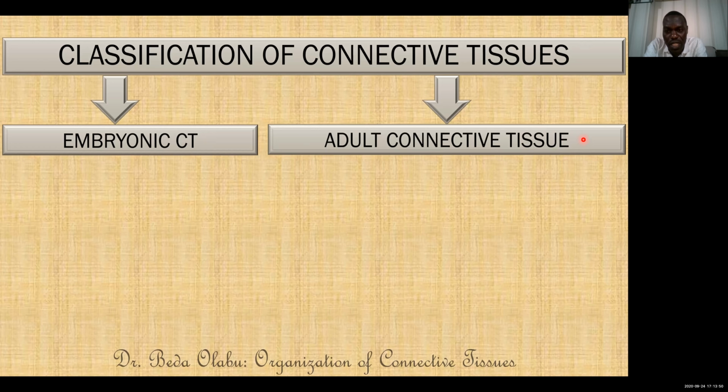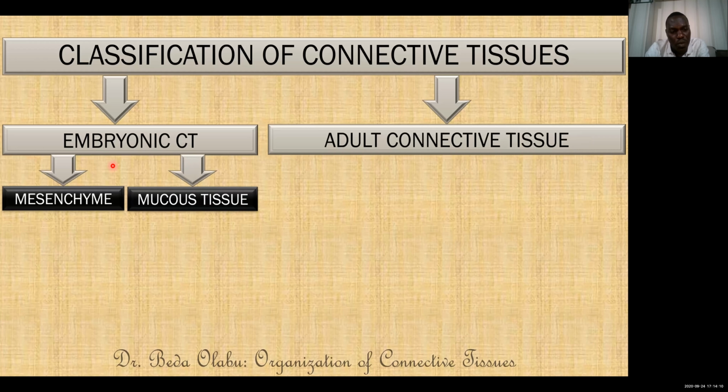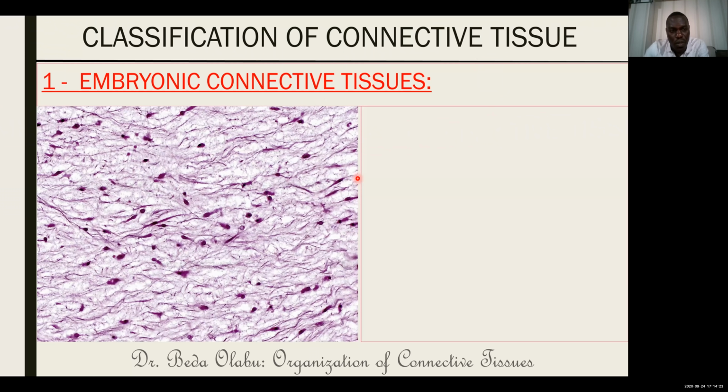If we were to start with the embryonic connective tissues, there are two types of embryonic connective tissues. There is what we call mesenchyme, and there is what we call mucous tissue. Let's have a look at the embryonic connective tissues first before we talk about these ones. So we have said that we have two types of embryonic connective tissues, one of them being mesenchyme.